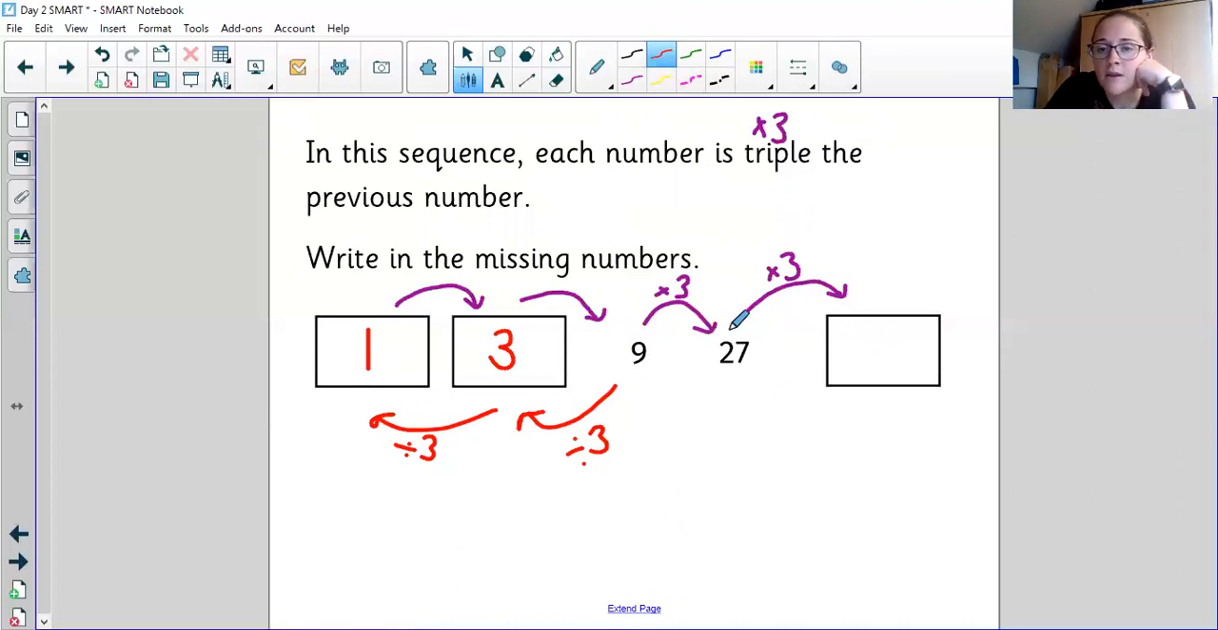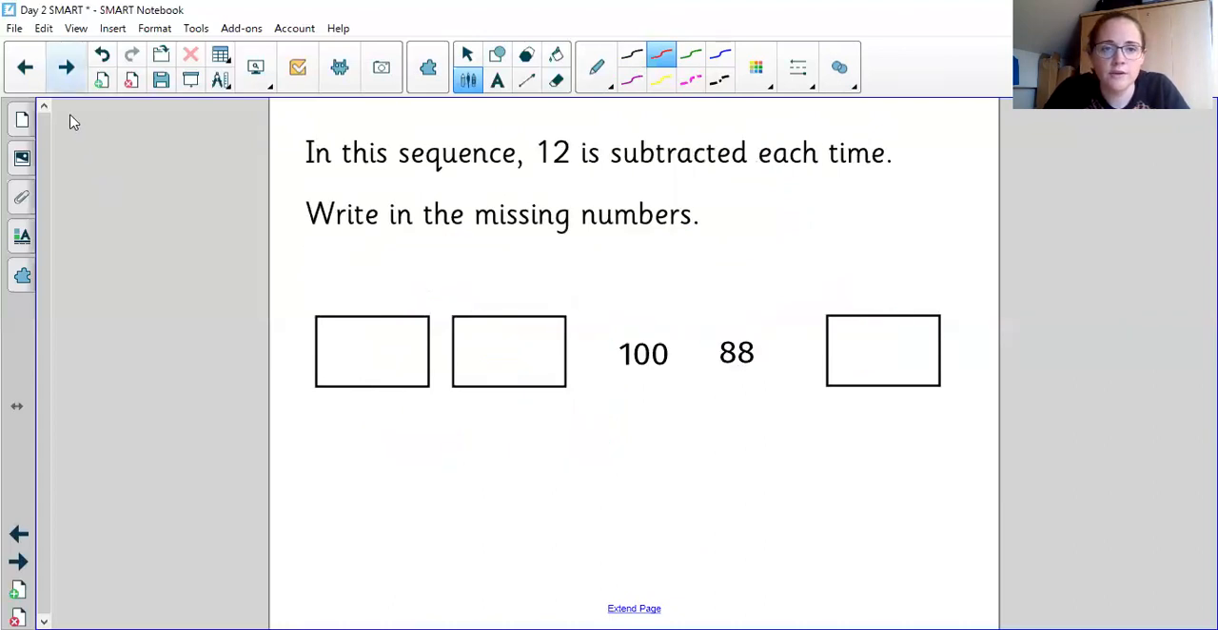Times that by 3 is 27. And the final one, we need to do 27, and we're going in the same direction now, aren't we? So it's 27 multiplied by 3. So 3 lots of 27. I know 3 lots of 20 is 60. I know 3 lots of 7 is 21. So 60 add 21 is 81. Okay, I've got one more of those to show you.